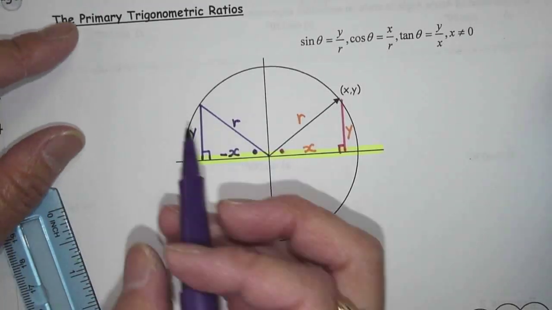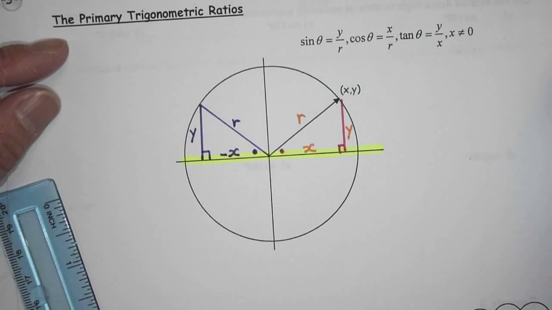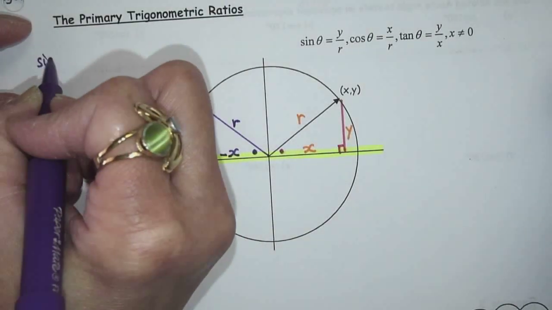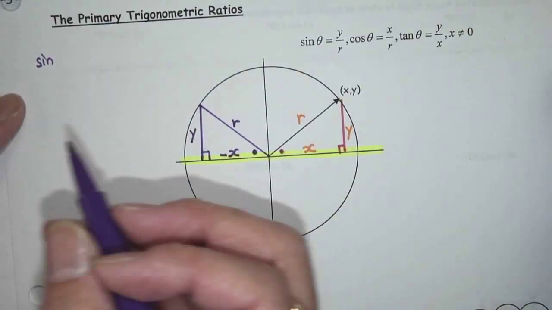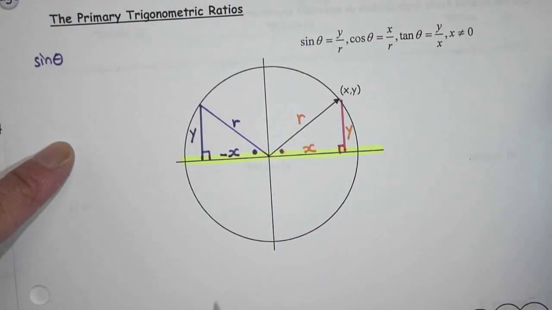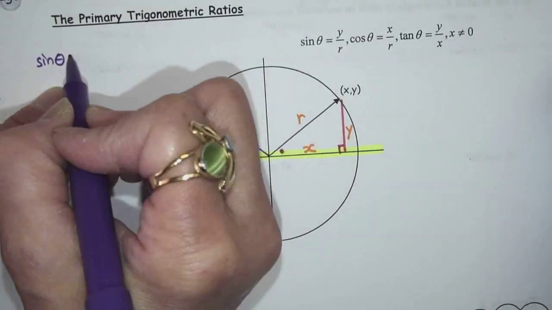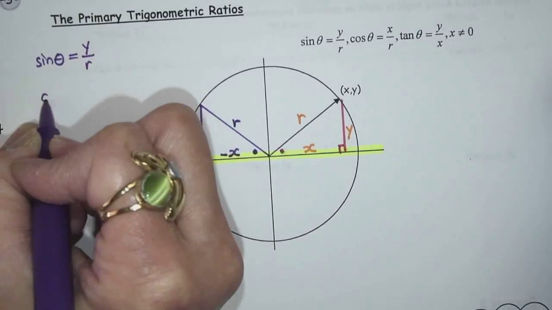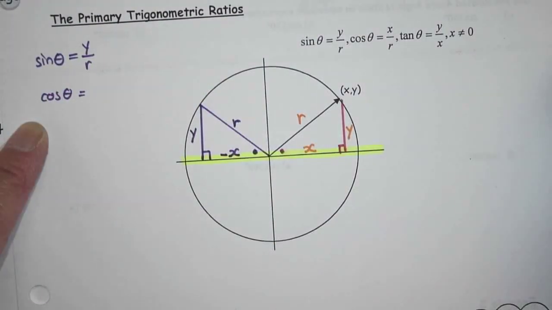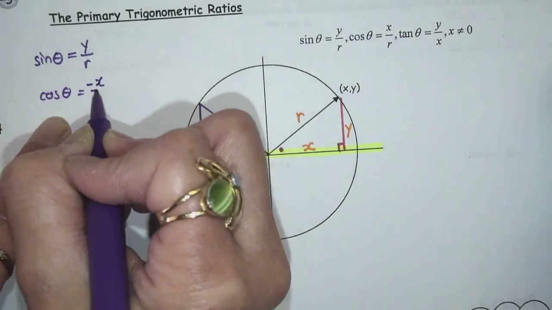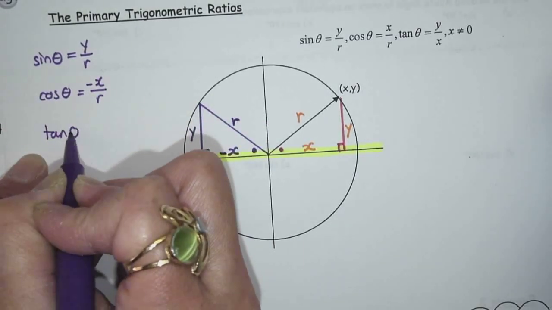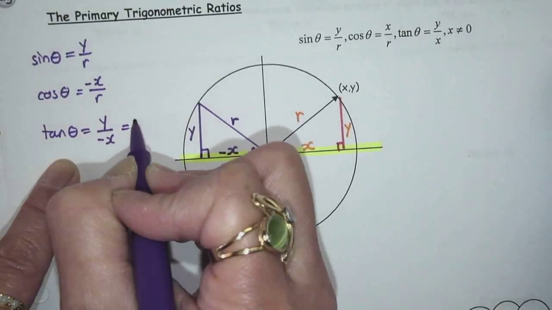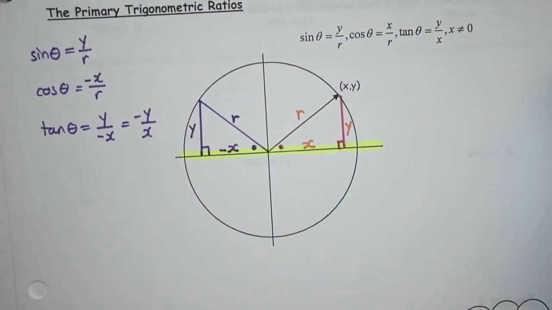So if I take my ratio, well, that's still a right angle triangle, so I can still perform SOHCAHTOA on this right angle triangle. I would do sine of, and I'll just call it theta for now. It's my angle theta. Sine would be y over r. Cos would be negative x over r. And tan would be y over negative x, which would be negative y over x, right? We usually move the negative up.